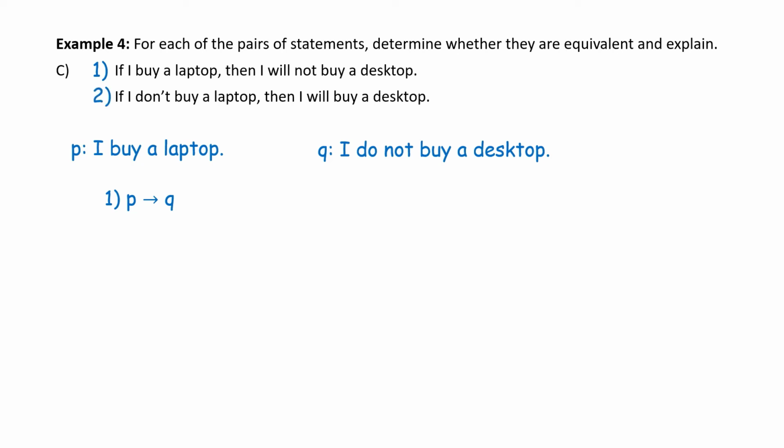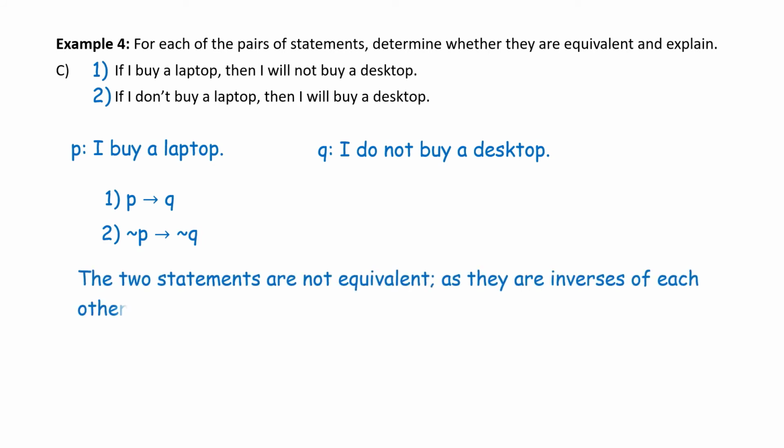For the second statement, if I don't buy a laptop, then I will buy a desktop. Observe that buy a desktop is a negation of I do not buy a desktop. So symbolically, that would be not P implies not Q. These two statements are not equivalent as they are inverses of each other, and we know that a conditional statement and its inverse are not logically equivalent.